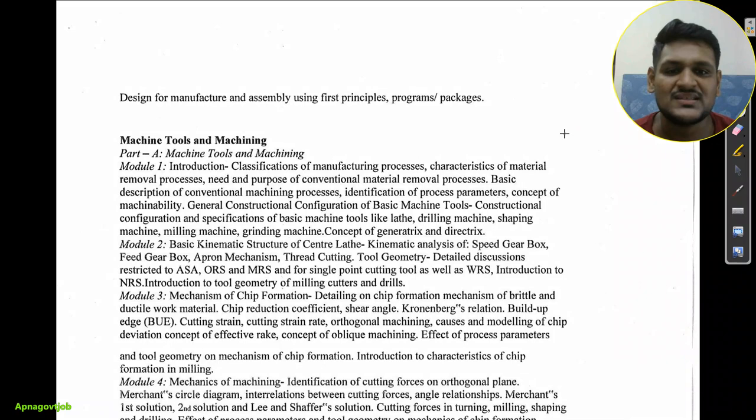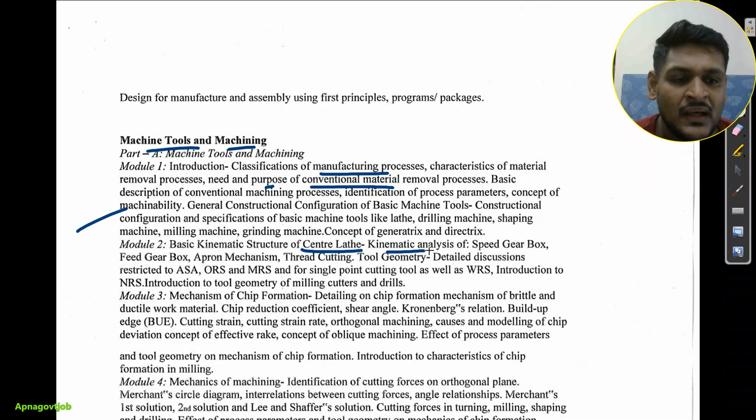Machine tools and machining, right? So now here what we have: classification of manufacturing processes, characteristics of material removal processes, need and purpose of conventional material removal processes. So just have a basic idea of this, basic kinematic structure of machine tools. Also analysis of speed, speed gearbox. Have a basic understanding of this also, they can ask you. Mechanism of chip formation is also important, so just study a little bit about this.